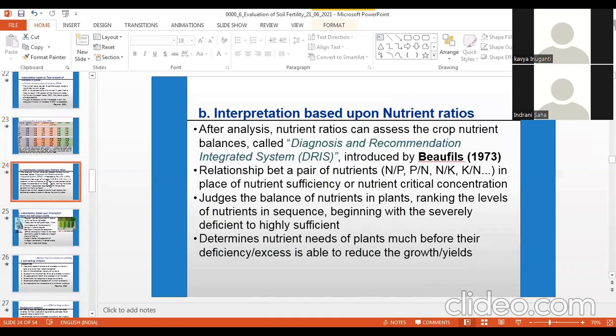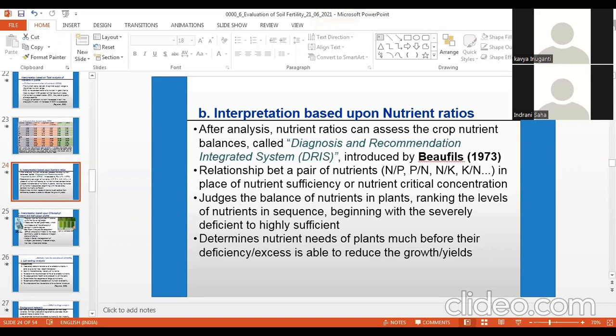Now, interpretation based upon the nutrient ratios. You have already analyzed your plant sample for different nutrients of your interest. So one way of interpretation was CCN, critical concentration. Another way is by nutrient ratios. After analysis, nutrient ratios can assess the crop nutrient balances, because nutrients inside the plant system are in a balance, as is the case in soil.